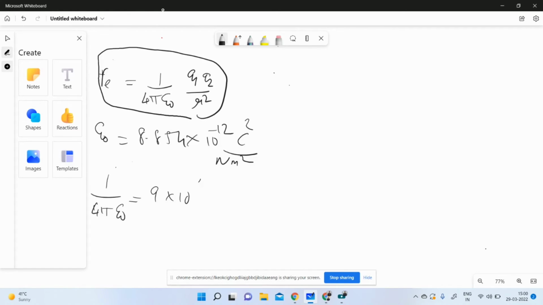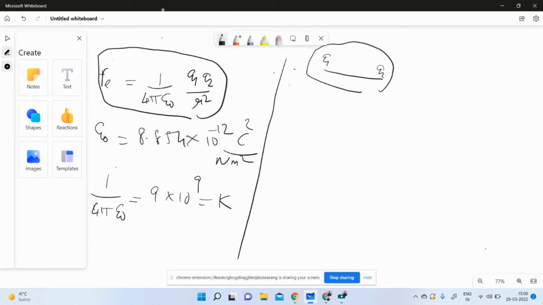Now, what if I am placing two charges in any medium? Let us say I am taking both charges Q1, Q2 in a medium. Now it is not air. Take any medium, suppose glass. You can take any other medium. So now the force between two charges when placed in a medium will be equal to 1 by 4 pi epsilon Q1 Q2 by R square.